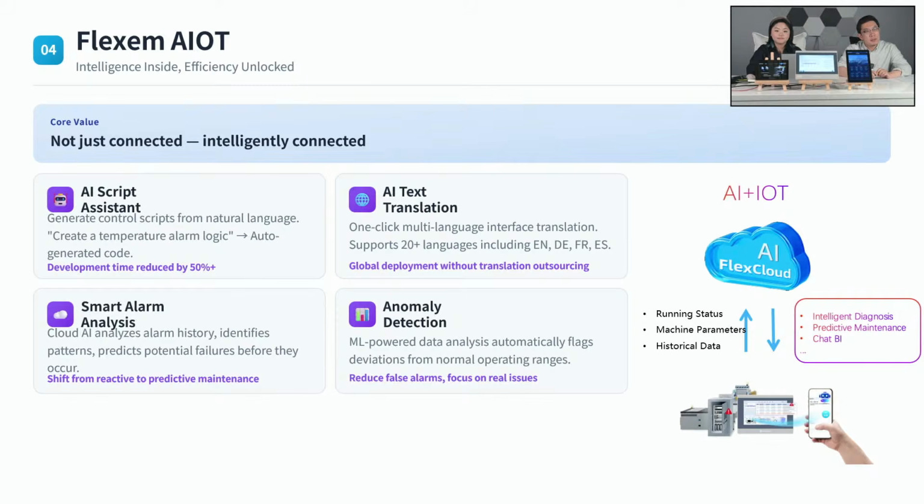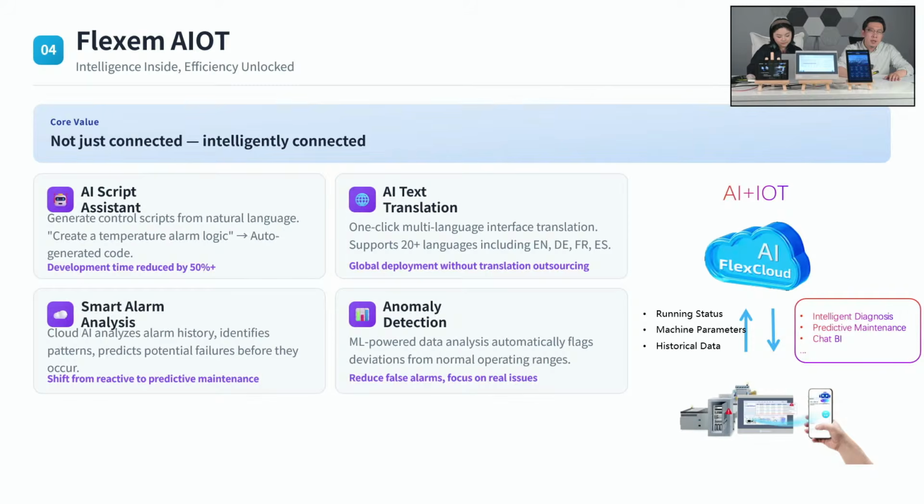The first one is the AI script assistant. Claude is very popular recently, and this function is similar to that. You can just give your order in natural language, and the scripting work will automatically run. It will cut half of the programming time for things like macro programming.